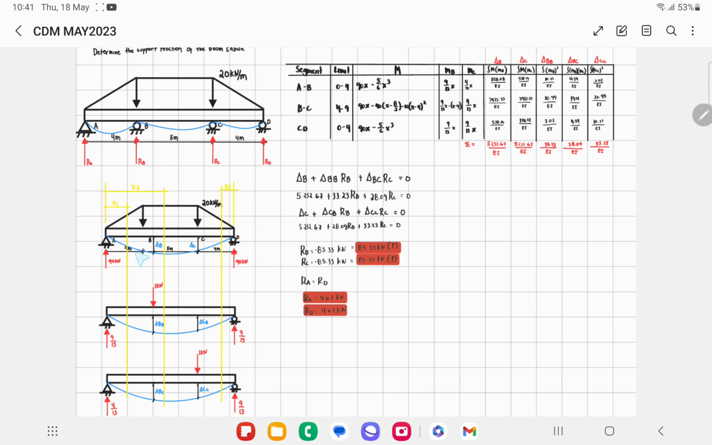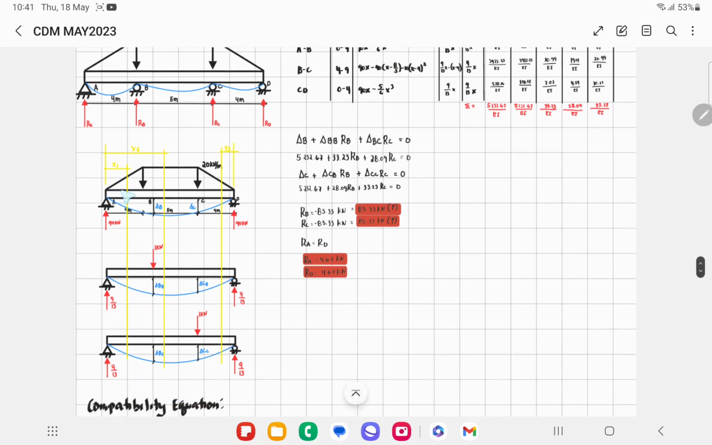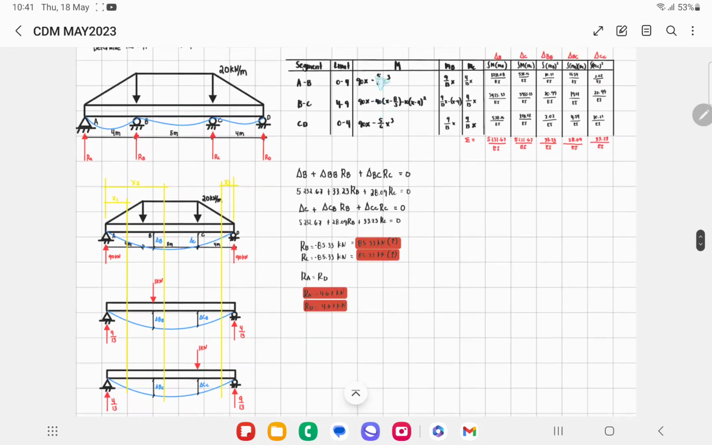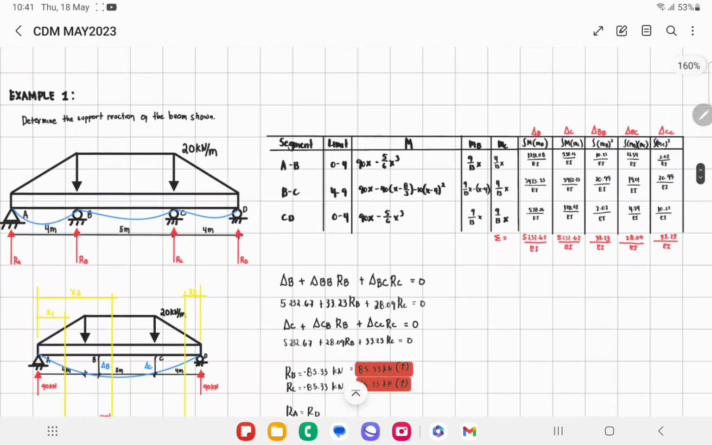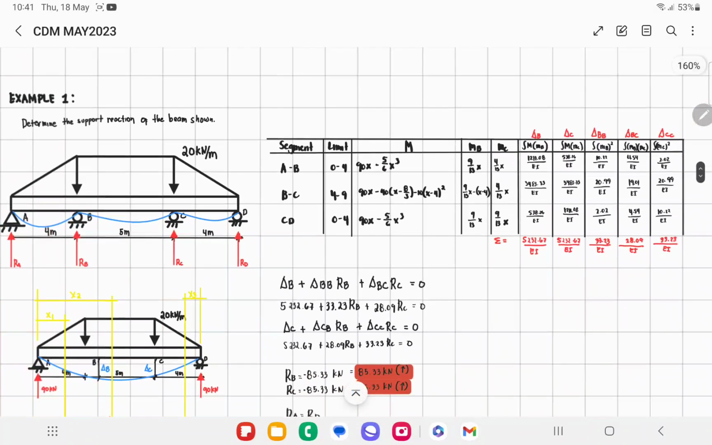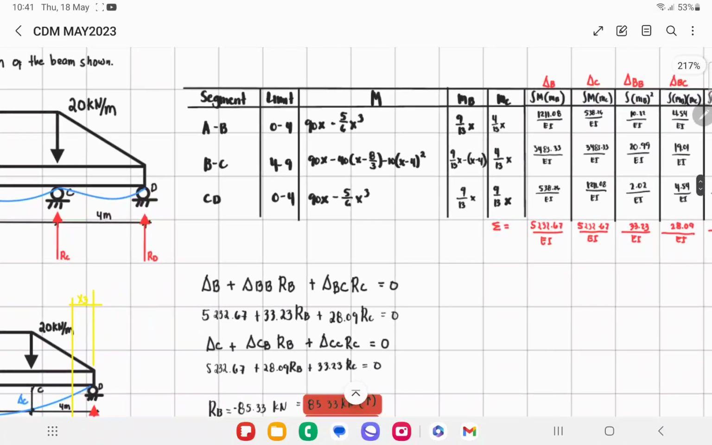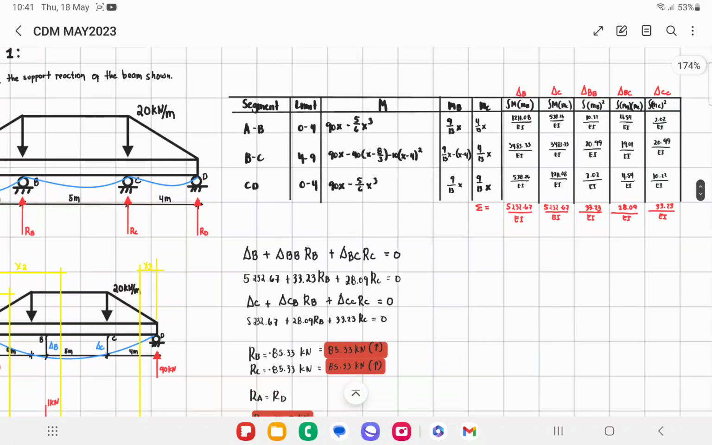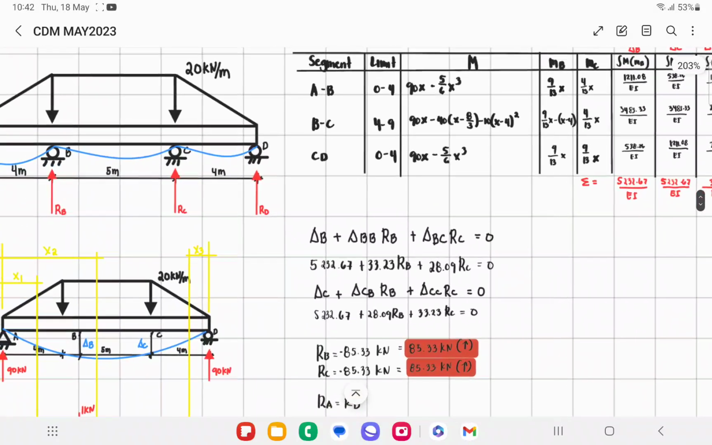And then when we solve for this, ito pa lang yung primary structure. Moment at the primary structure. Okay? So when we solve for the moment at this primary structure, we can compute the moment at that segment. Okay? So, 90x minus 5 over 6 times x cubed. Okay? And then marunong naman na siguro kayo dyan to create a moment equation in a determinate structure.